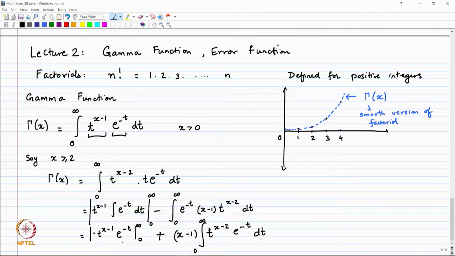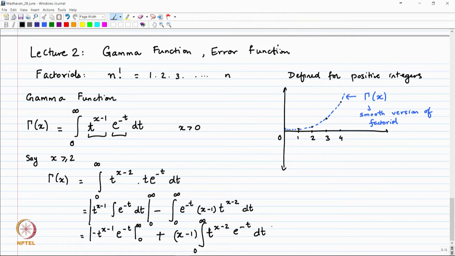Now, if you look at this quantity when t equals 0, since x is greater than or equal to 2, the first term goes to 0, and when t equals infinity, the e raised to minus t will make this 0. So, this value at 0 and infinity is both equal to 0, and you only have the second term.